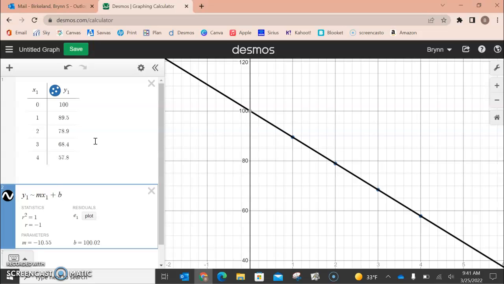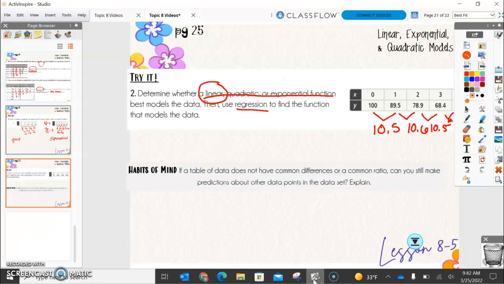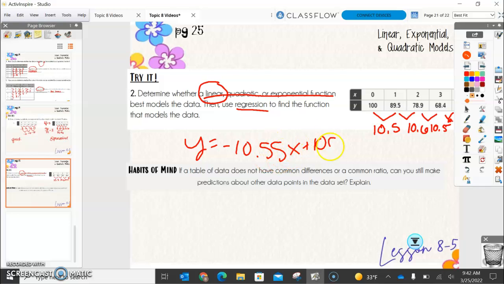So we would say our equation comes from, here's our m value of negative 10.55 and our b value of 100. So our equation would be y equals negative 10.55x plus 100.02. That's the equation of the line that would best fit that data. And should you want further data to predict, you could plug in any x value you want into that location and find the y value that would likely go with it.